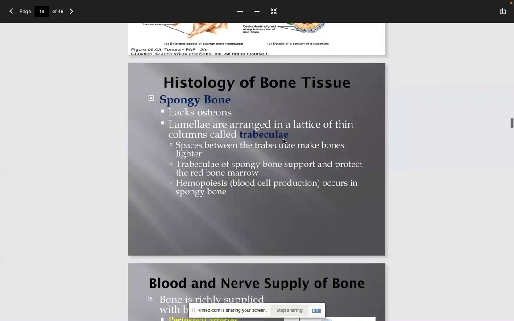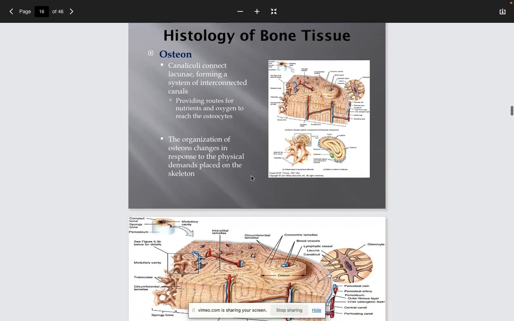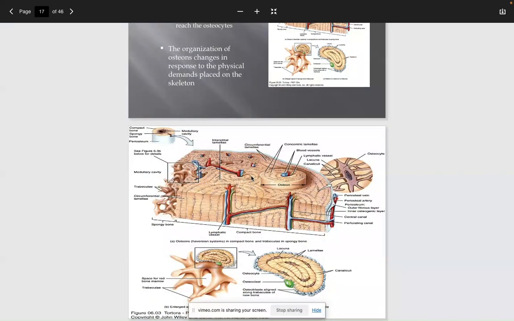I think where we left off in the first lecture was talking about the histology of bone. The basic organization of bone is called an osteon, and the osteon is going to change shape in response to the physical demands placed on the skeleton. Again, for our purposes, I just want you to know that the osteon is the basic functional unit of bone tissue. We went over the organization, talking about the concentric lamellae within the lecture.